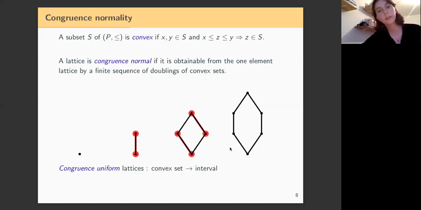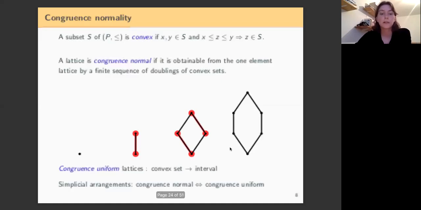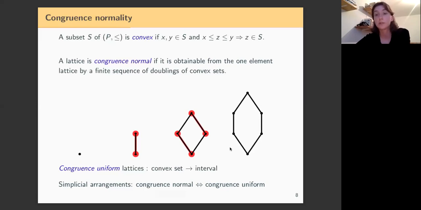Right. So there's a related property to congruence normality called congruence uniformity. And it's a stronger property because instead of looking at convex sets, we just allow intervals, doublings of intervals. But it turns out that for simplicial arrangements, congruence normal is actually equivalent to congruence uniform. So in what follows, I'll just use them interchangeably.